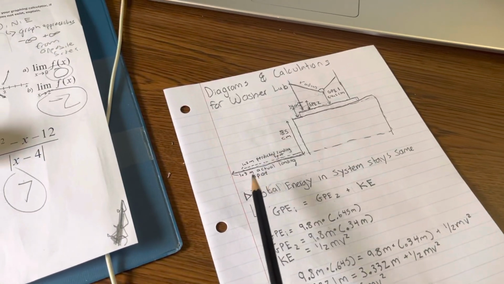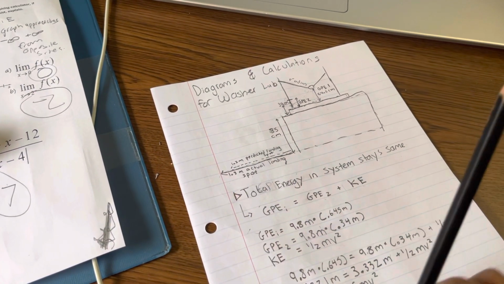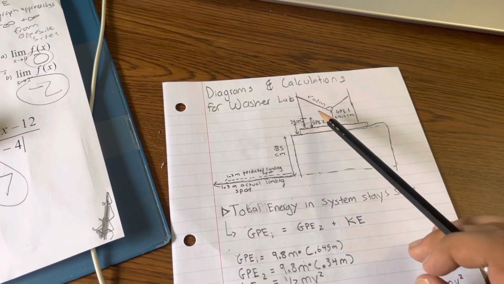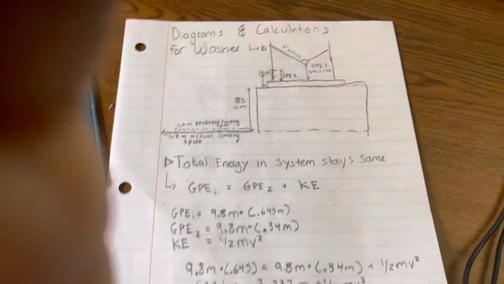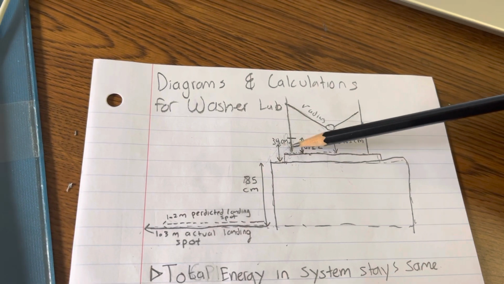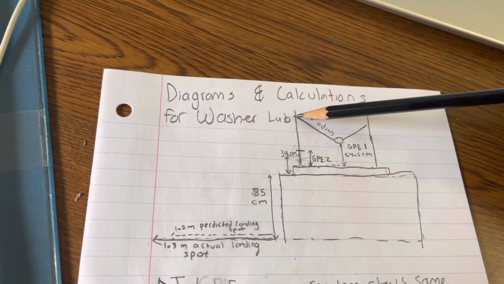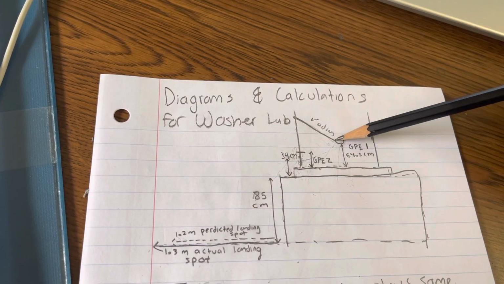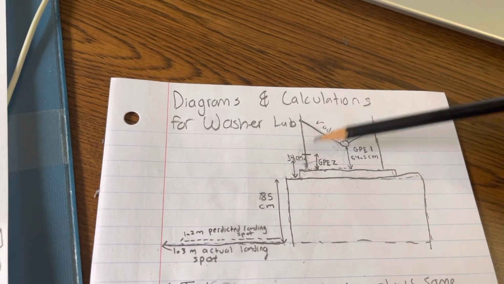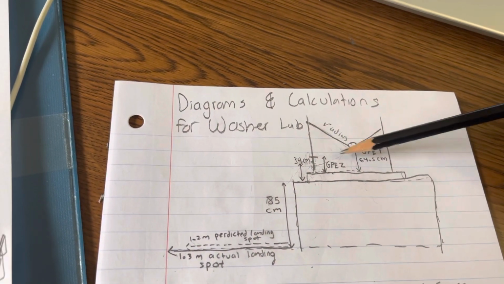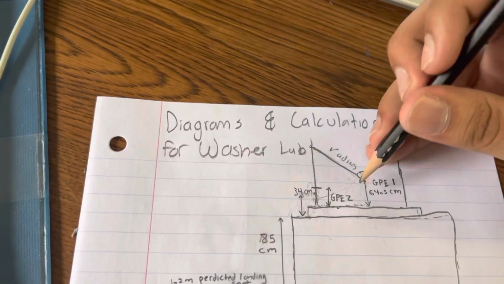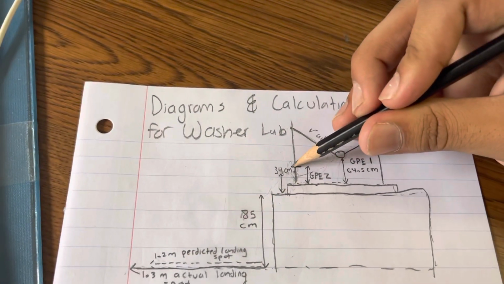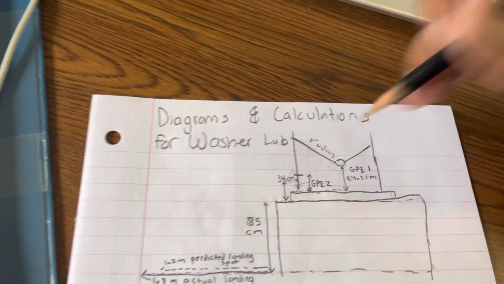Our predicted landing was 1.2 meters, but the actual landing was 1.3 meters. And one reason for this was we didn't account for the radius. We assumed that the washer would be released where it was cut at the blade, but this is wrong because the blade could have cut the string, say, over here, but the washer would have been down here, because the string was longer than how high up the blade was, if that makes any sense.